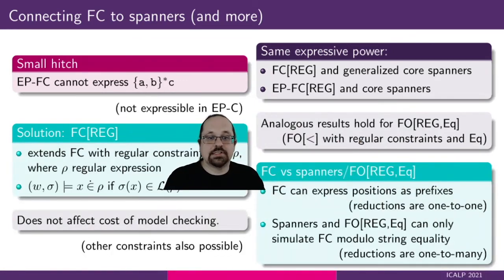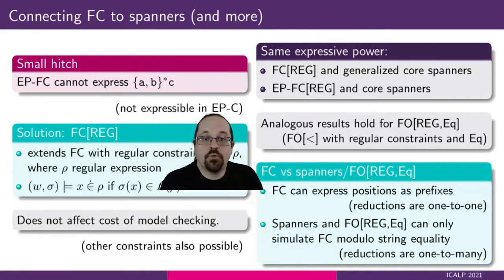The only difference is FC can simulate those things exactly by expressing positions as prefixes. Spanners and FO on ordered structures can only simulate modular string equality because they have to express everything as an exact position in the word. And if you want to just represent a factor, you need to decide how to represent it. So it's more like a one-to-many reduction.